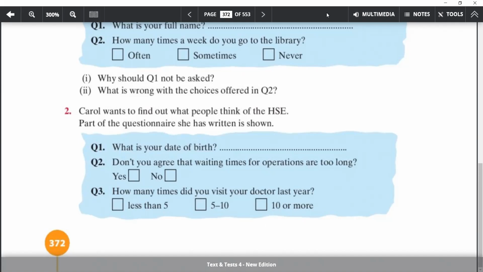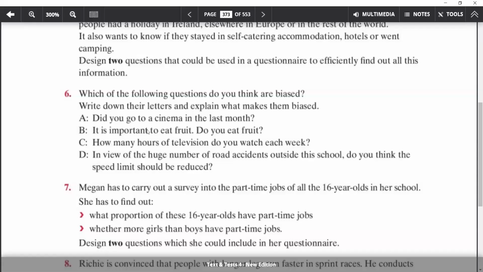Okay, question 6 about biased questioning. Which of the following questions are biased? Write them down and explain what makes them biased. A, did you go to the cinema in the last month? Nothing wrong with that question. Perfectly clear, perfectly unbiased. B, it's important to eat fruit. Do you eat fruit? Is obviously biased. It's setting up a judgment of people initially by saying you should be doing this. So people are more likely to go, oh yeah, I do that.